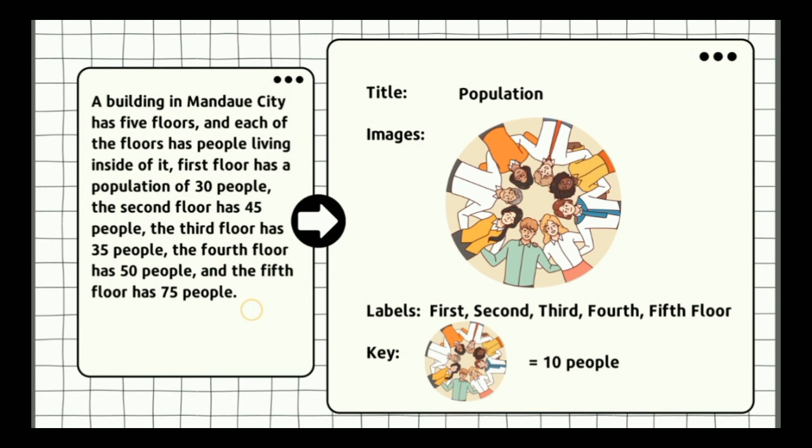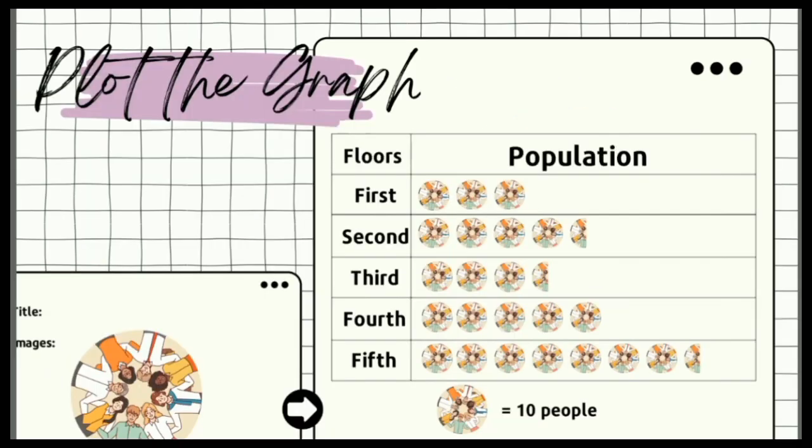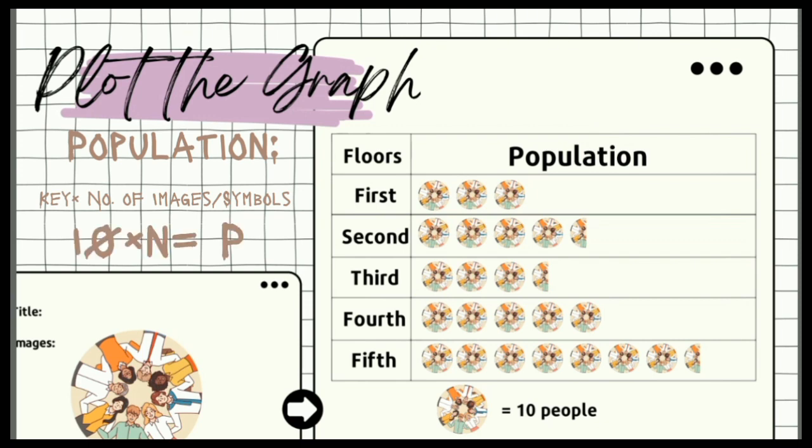Consider another sample, sample number 2, in which numbers of people in each floor are given. The graph's title is population, which can be seen at the top of the graph. The key is one image is equivalent to 10 people. Labels are first, second, third, fourth, and fifth, which are the numbers of floors in the building. In getting this, we just need to multiply the key with the numbers of images that can be seen in every label.